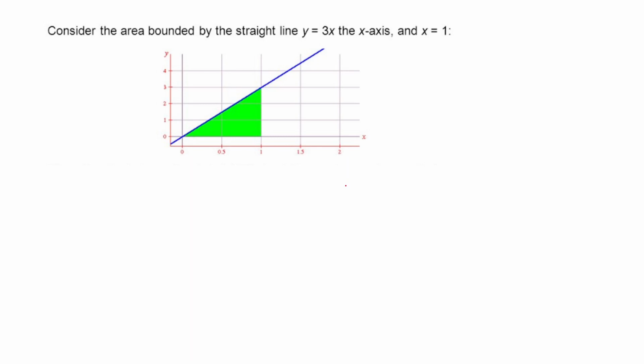Okay, to give you a further graphical idea, for example, you're given this figure. You consider the area bounded by the line y equals 3x. So y equals 3x is an equation of a line, this is the blue one. The x-axis is, of course, this line here. And then x equals 1, which is this vertical line here. So the area bounded is this green region.